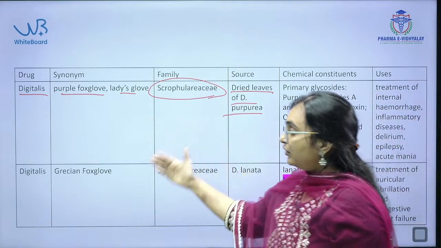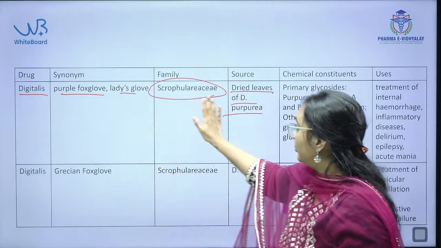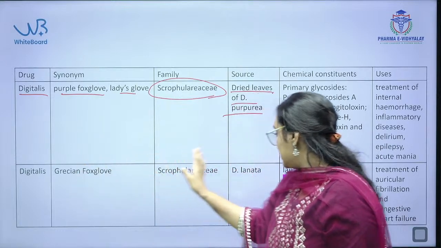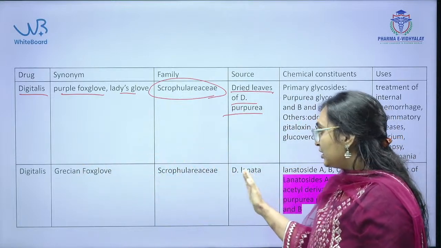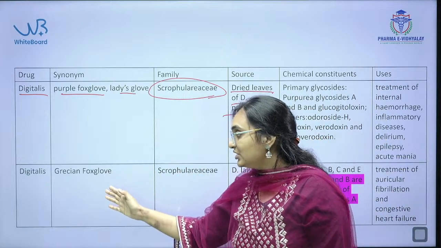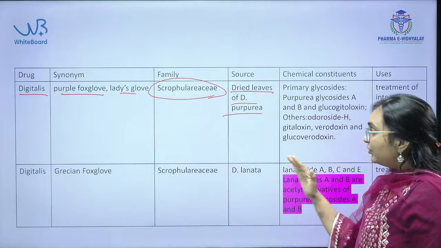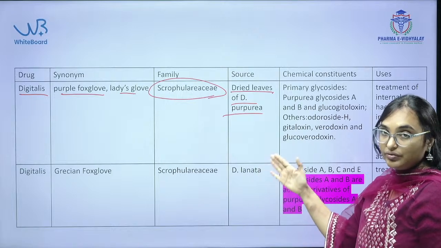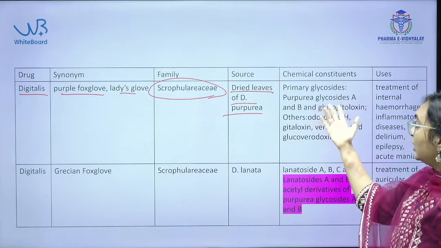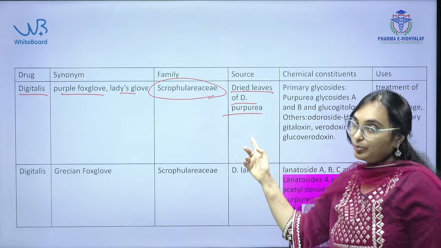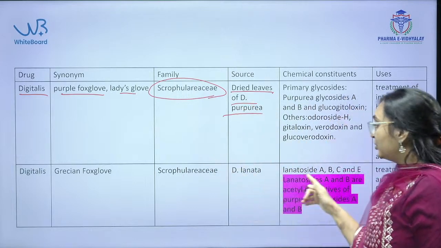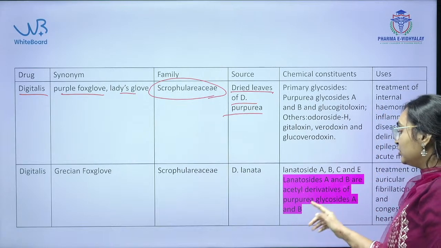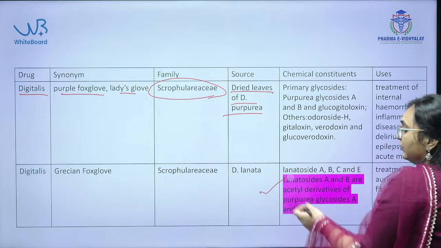Now, another species of digitalis. Digitalis purpurea is this one, which is lady's glove or purple foxglove. Digitalis lanata is in the same family, but it is called Grecian foxglove. What is the difference between Digitalis purpurea and Digitalis lanata? The chemical constituents differ. Purpurea glycosides A and B are present in Digitalis purpurea. Digitalis lanata has lanatosides A, B, C, E. Lanatosides A and B are acetyl derivatives of purpurea glycosides, which is very important here.